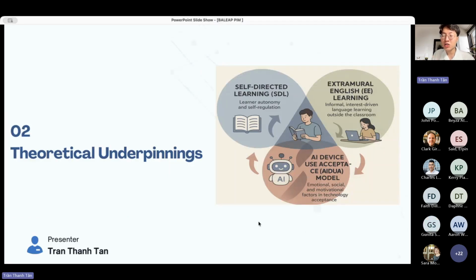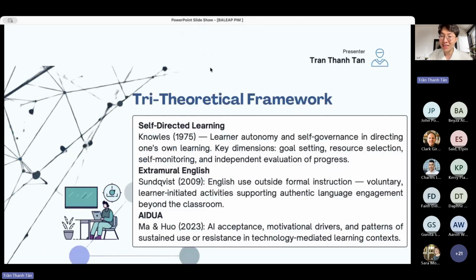Okay, so let's talk about theoretical underpinnings. Most studies are found to use single or only two theories. In this paper, I propose we can use a combination of three theories. The first relates to self-directed learning. The second is extramural English, of course. And the third one is the AI Device Use System, AI DUA. Let's talk about each in more detail.